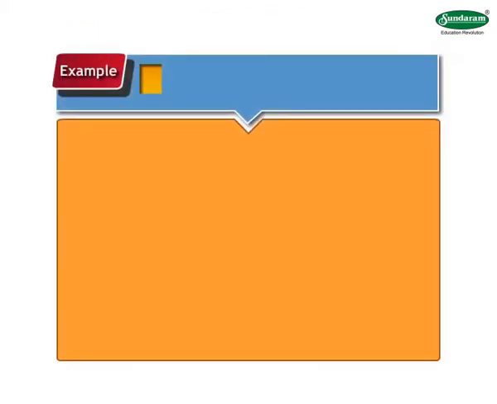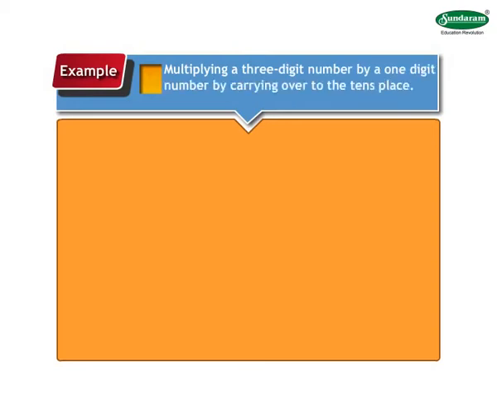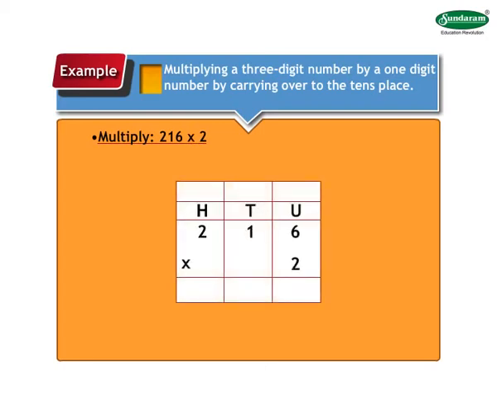Let us now see how to multiply a 3-digit number by a 1-digit number by carrying over to the tens place. Consider an example. 216 multiplied by 2. First, write the given number in their respective places. First, multiply the units digit 6 by 2. 6 twos are 12. Write 2 in the units place of the product and carry over 1 above the tens place.